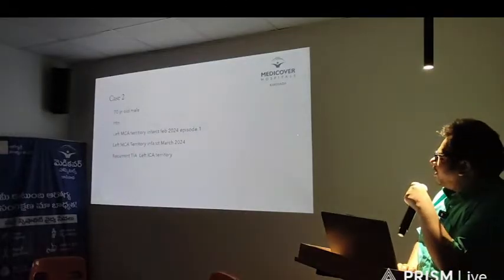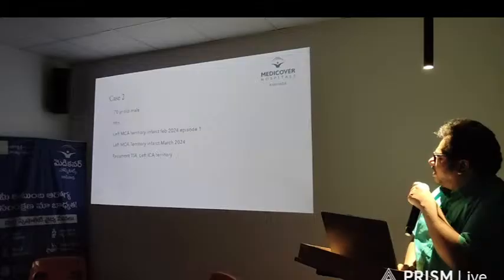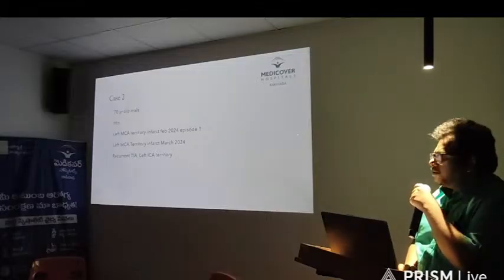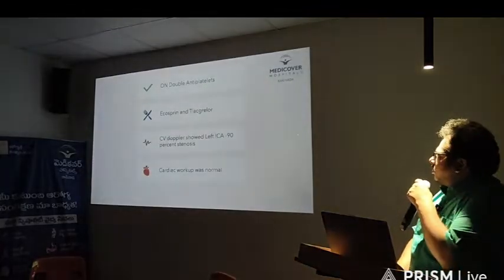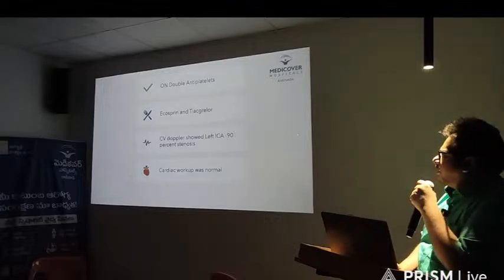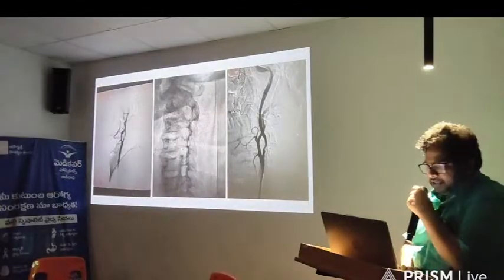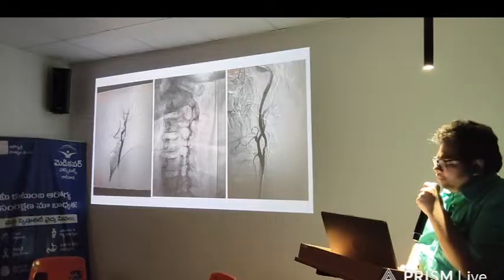The second case is a 70-year-old male with hypertension, who had a left MCA territory infarct in February 2024, and in March 2024 a recurrent stroke in the same territory. For the last 10 days, once in 2 days he is getting a TIA. He is on double antiplatelets, Ecosprin and ticagrelor, and the carotid Doppler showed left ICA 90% stenosis. His cardiac workup was normal. Here we can see the 90% critical tight stenosis.